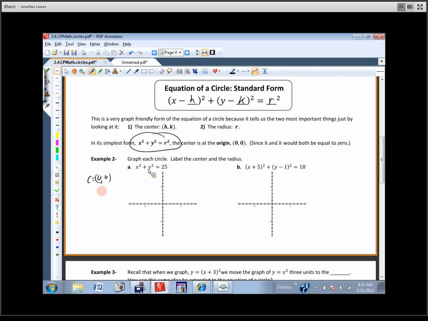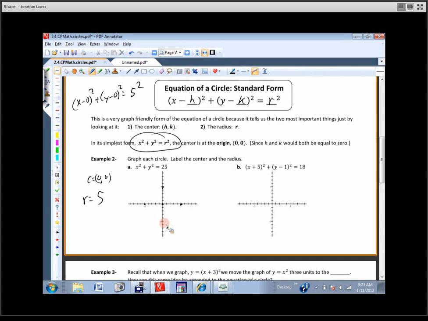Because if I had to write it, I could write it like this: (x - 0)^2 + (y - 0)^2 = 25. And 25 has to be r squared, so it would be like 5 squared. So the center is (0, 0), and what's the radius? Radius is 5. Okay? So the center's here, and then I just go 5 units in each direction to get a point on the circle.